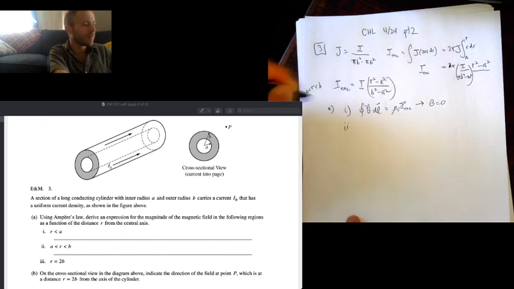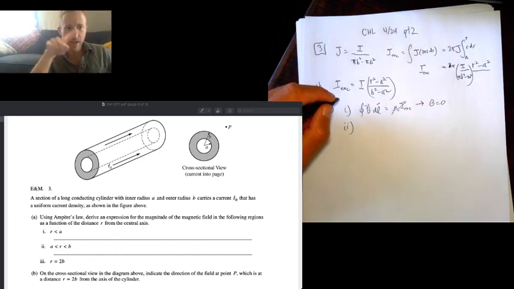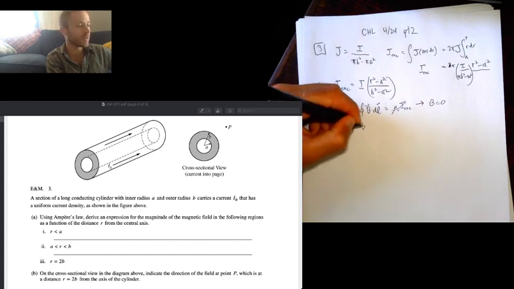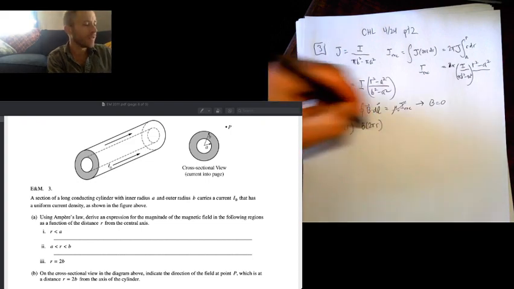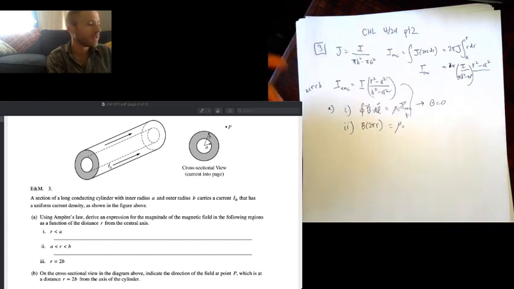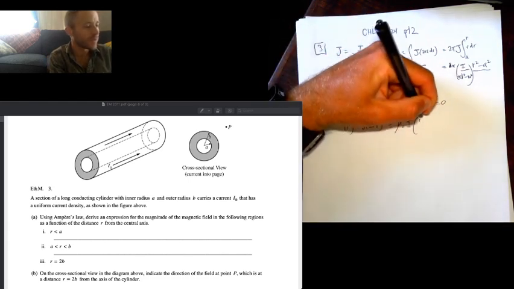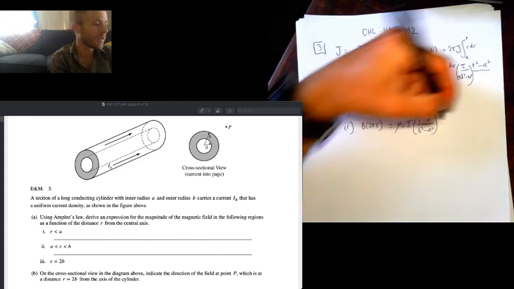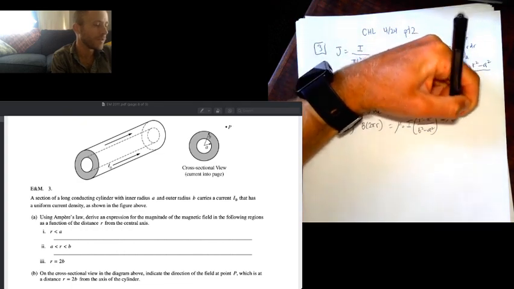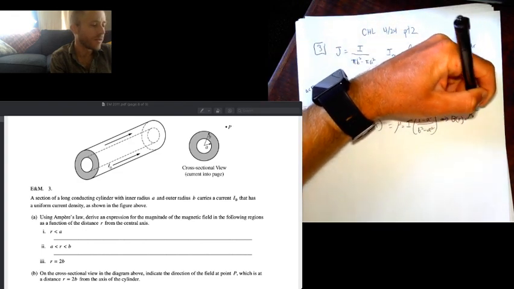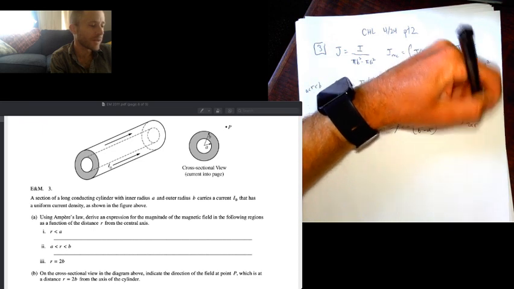In the second region, we're using a circular Amperian loop. So the left-hand side of Ampere's law is B times 2 pi r. And then the right-hand side, we're going to use the current enclosed that I calculated right there. So we have I times r squared minus a squared over b squared minus a squared. And so we can solve that for B. So we get B of r equals mu naught I over 2 pi r times a correction factor.